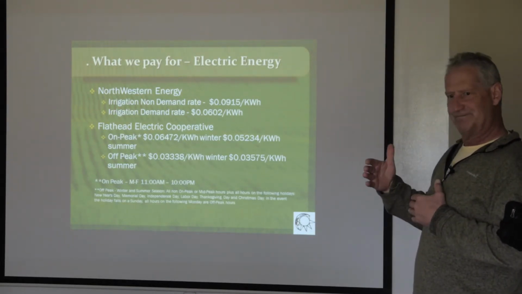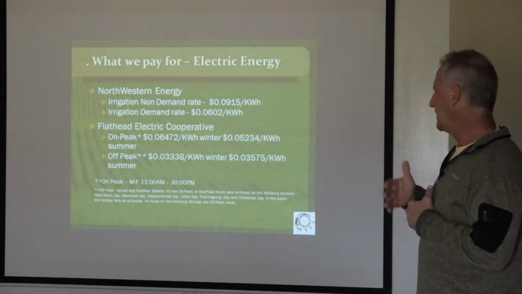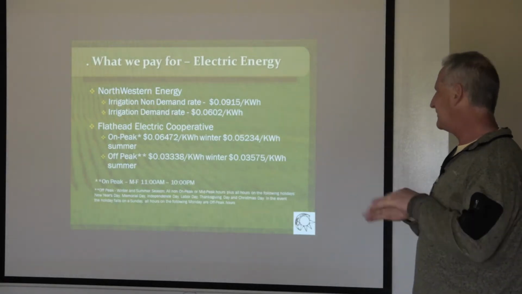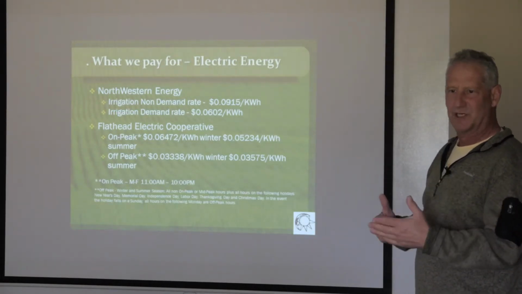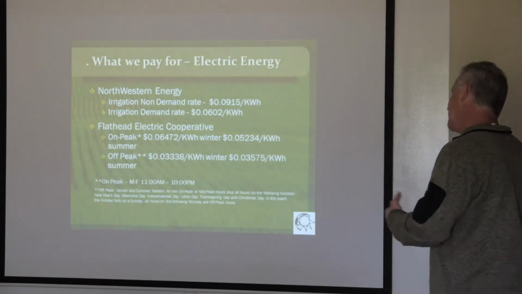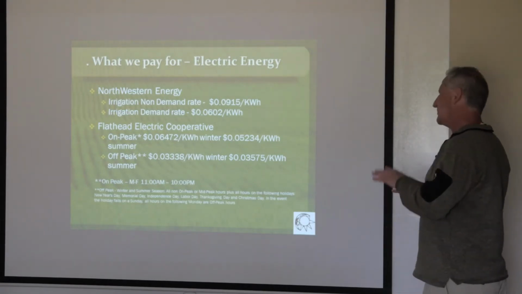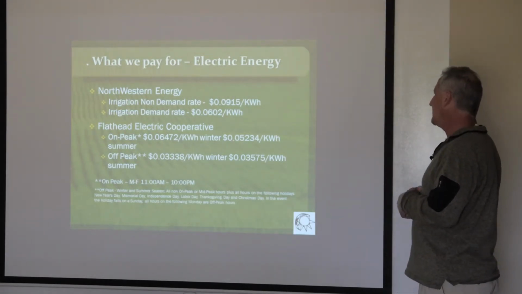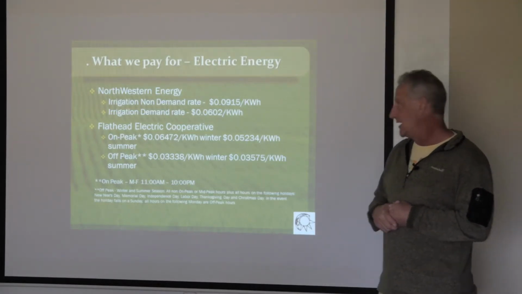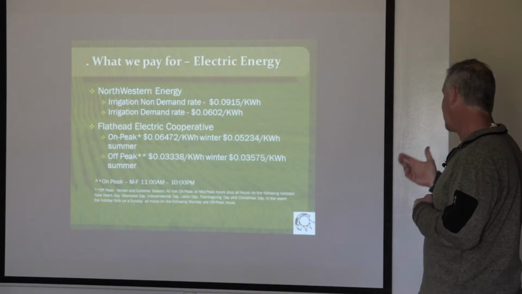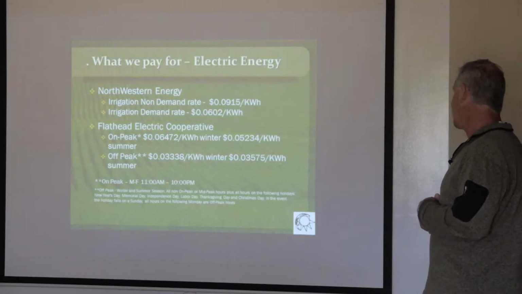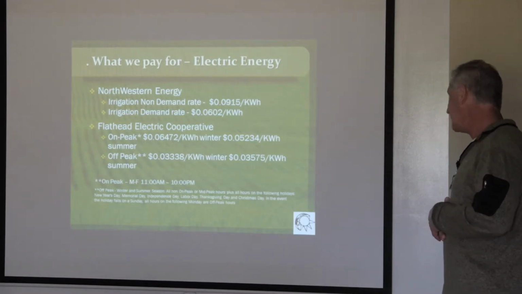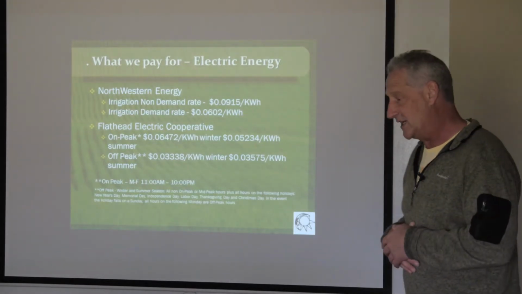Okay, Flathead Electric Cooperative, I sort of use it as a surrogate for all the co-ops. They're all a little bit different, but they're all co-ops, so they have similar supply situations, so their rates are kind of similar, but they have on-peak and off-peak rates, and so you can see what they are: 6 cents, 5 cents, off-peak 3 cents, 3.5 cents. Not much difference in on-peak and off-peak.